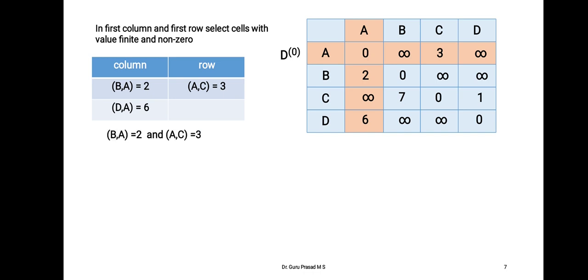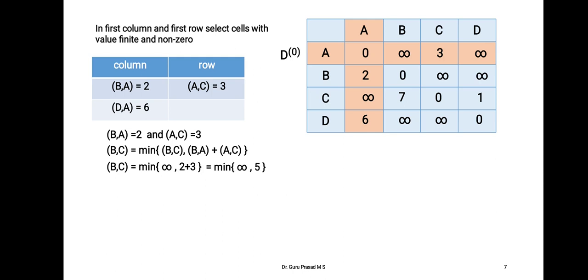Next, you have to select the first column value and the row value, that is b comma a equal to 2 and a comma c equal to 3. If there is an edge from b to a and an edge from a to c, it indicates there is an edge from b to c. So b comma c equal to minimum of b comma c, comma, b comma a plus a comma c. Observe the matrix: the b comma c value is infinity. Minimum of infinity, comma, b to a is 2 plus a to c is 3, 2 plus 3 is 5. Minimum of infinity and 5, so the bc value is 5.